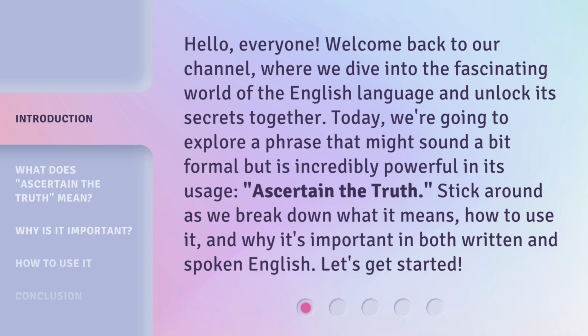Today, we're going to explore a phrase that might sound a bit formal but is incredibly powerful in its usage: ascertain the truth. Stick around as we break down what it means, how to use it, and why it's important in both written and spoken English. Let's get started.